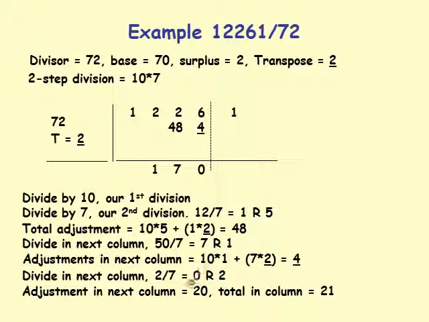The adjustment quotient is 0, so there is no adjustment for the transpose, but the remainder is 2. We have an adjustment of 20, so in the remainder column we have 21 after that. Okay, continue. So 21. If I divide 12261 by 72, I get 170, remainder 21. Continue. That means the remainder is 21, so 170, remainder 21. Let's continue.